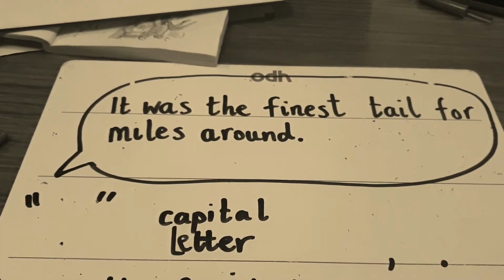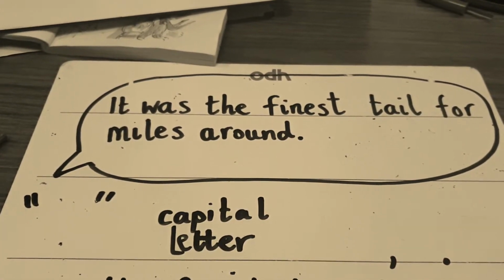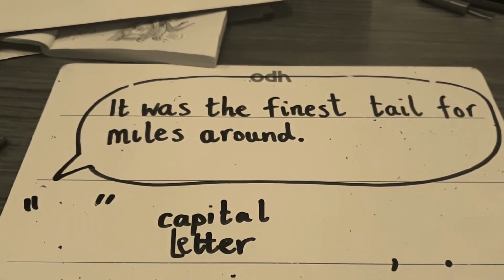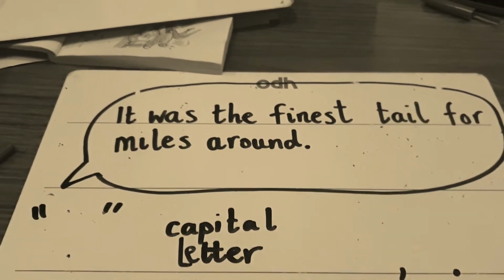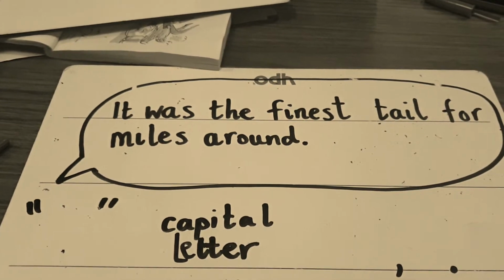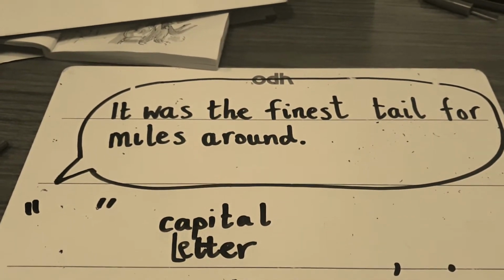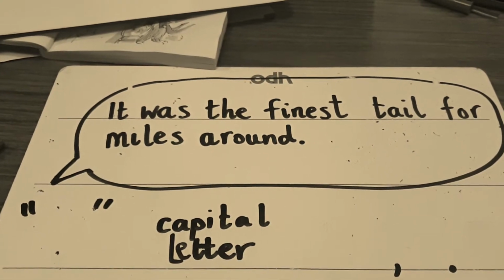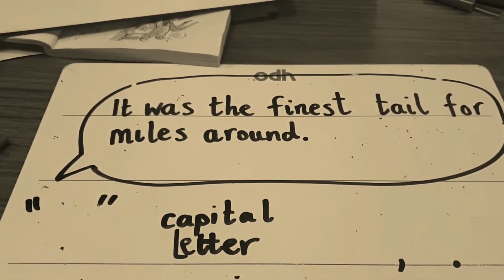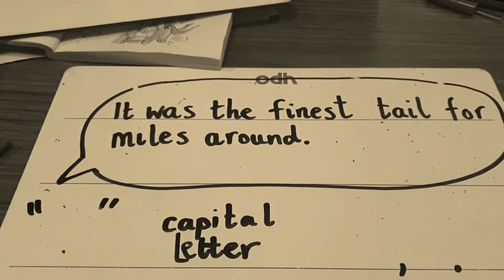Now we're going to convert this speech bubble into dialogue using the correct punctuation. So in the speech bubble, we have the words, "It was the finest tale for miles around." And have a little think, who said those words? Yes, it was Mrs. Fox.